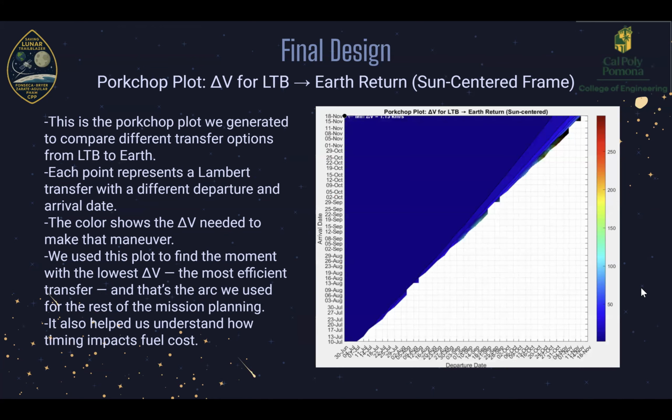And this is the porkchop plot to determine the optimal delta V for the LTB to Earth return transfer. According to this, the time with the most optimal delta V would be from June 30th with an arrival date of November 18th. Next slide.